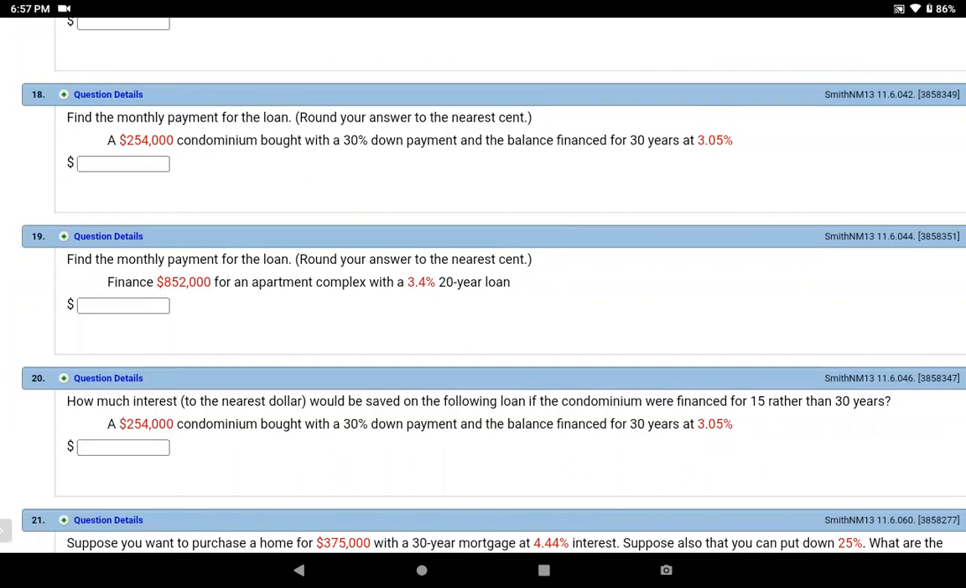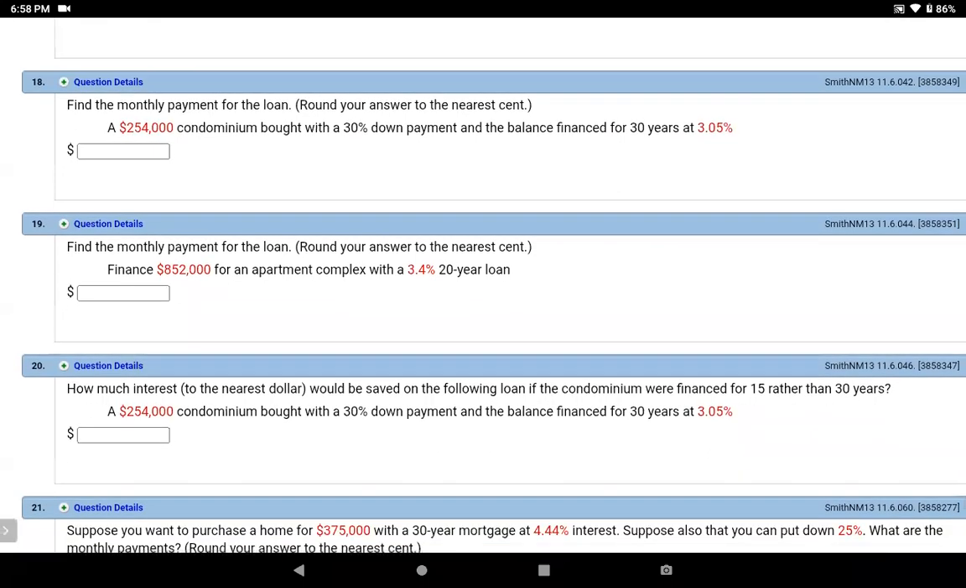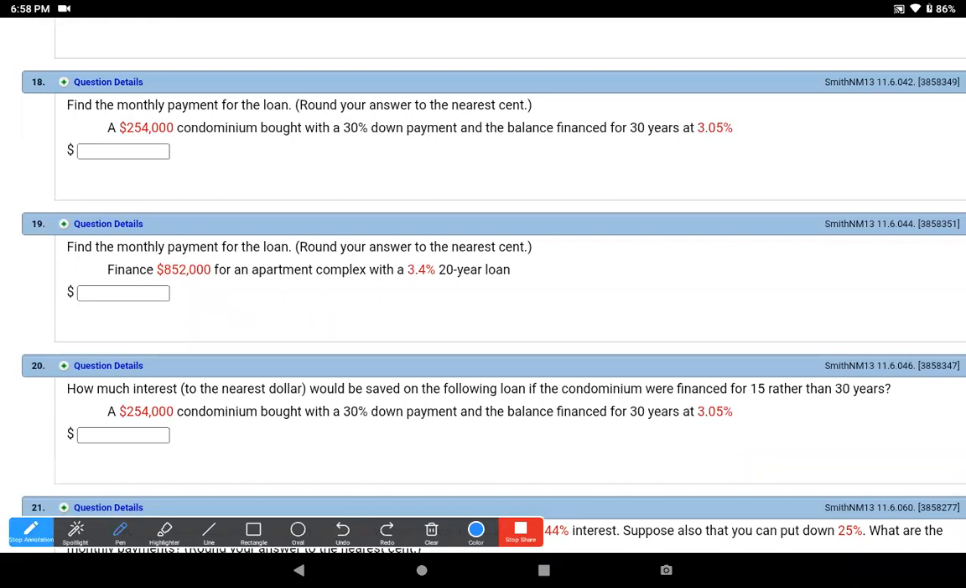Okay, find the monthly payment for the loan. A $254,000 condominium bought with a 30% down payment and the balance financed for 30 years. Okay, so just like before, we have to consider these folks aren't going to finance the whole cost of the house, right? They're actually only going to finance 70% of the house, right? Because 30% of it is a down payment.